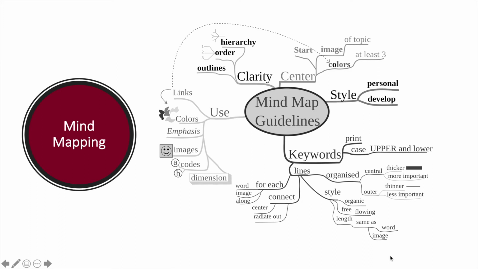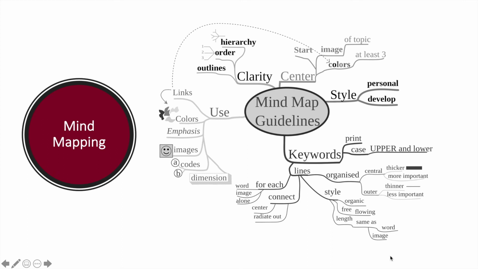As you'll see, mind mapping is a visual strategy. It's non-linear, but it looks at how different topics are organized. In the center of the mind map is where you would put your main topic. In this case, the topic of the mind map is mind map guidelines. So that's in the center. And then you see different lines, different topics that are coming out of that center.